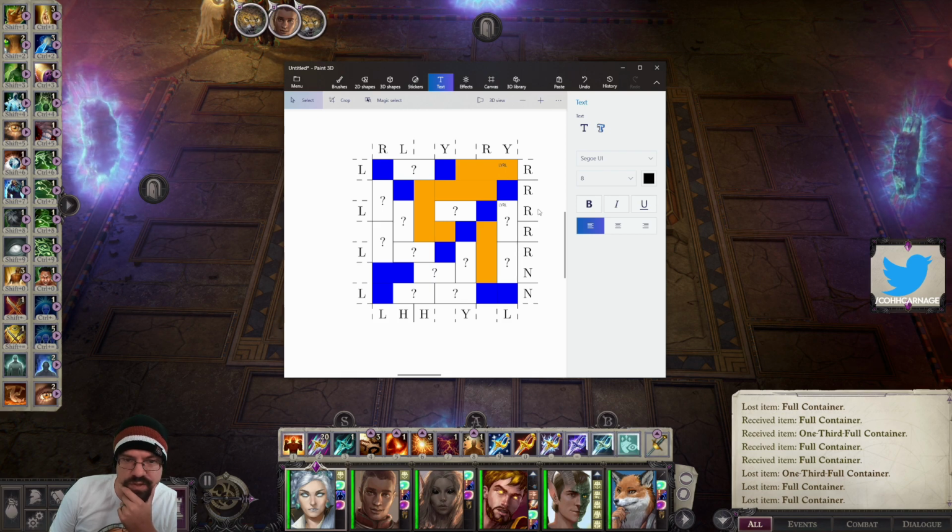There's no H's on this side. Interesting. The H's are only on the bottom. LLNH, we don't know what that is. LYR blank, we don't know what that is. Ah, there's so many where we're missing a letter. Oh, it's so frustrating.